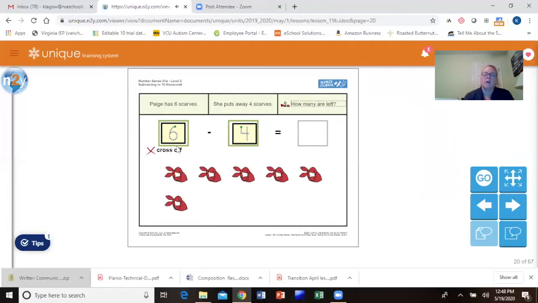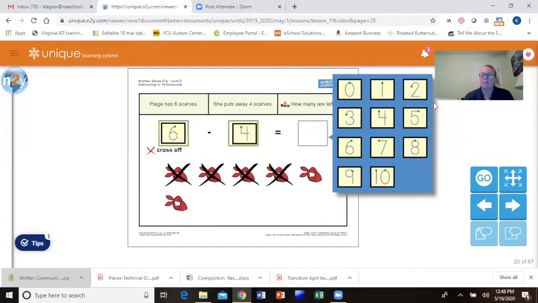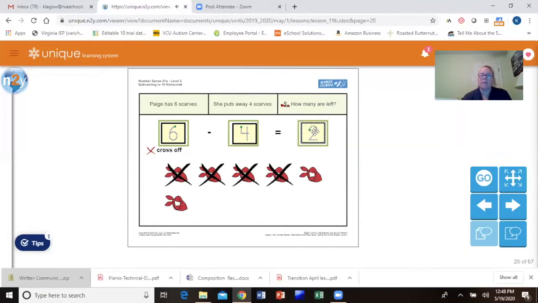How many are left? All right, so we need to cross off four scarves. Here we go. One, two, three, four. How many are left? Let's count. One, two. Who can find the number two? Point to it. You pointed here. You are correct. Six take away four equals two. So we had six, and we marked off four of them, and we have two left over.